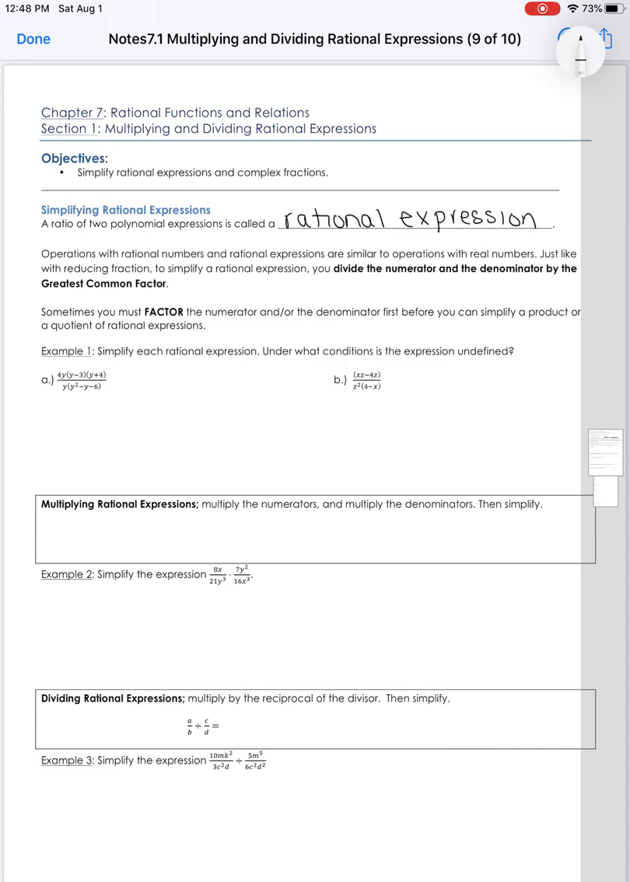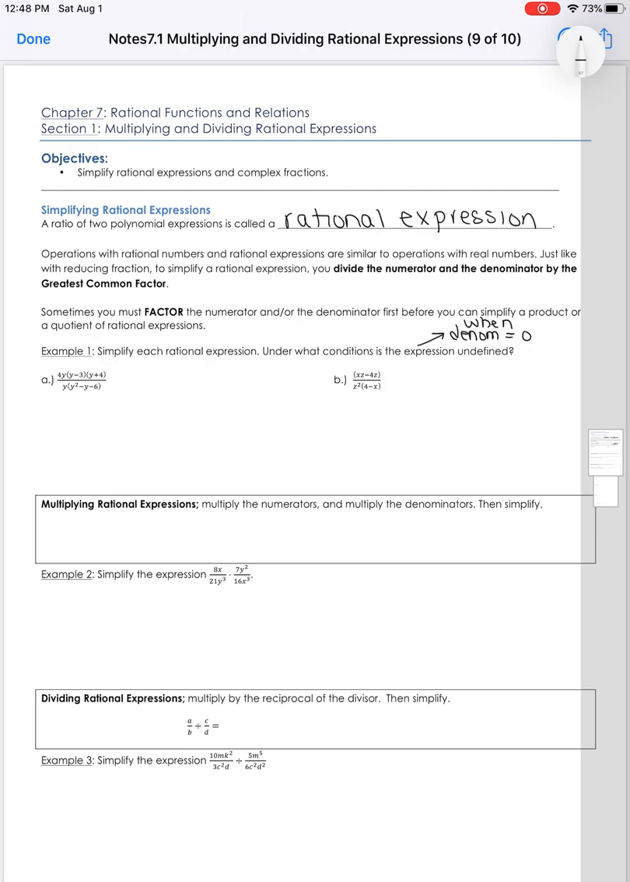Just like with reducing fractions, to simplify a rational expression, you divide the numerator and denominator by the greatest common factor. But sometimes you need to factor the numerator and denominator first before you can simplify when you're multiplying or dividing. So we're going to start basic. Example 1, simplify each rational expression. Under what conditions is the expression undefined? When something is undefined, that means the denominator would be equal to 0. So you're looking for when the denominator equals 0.